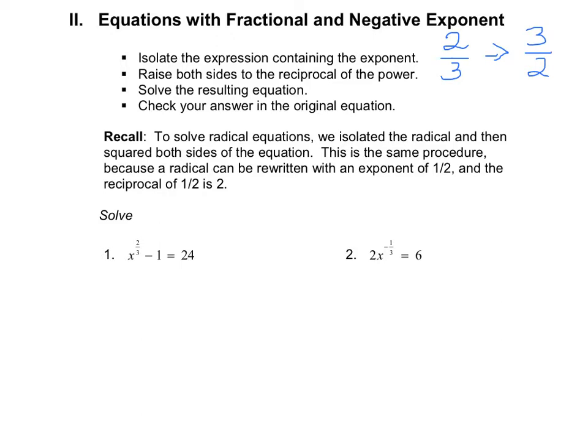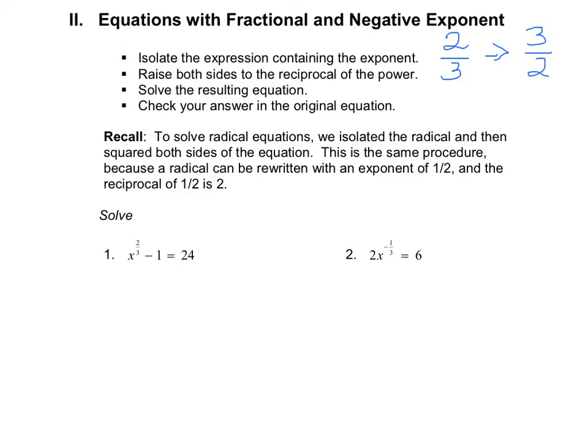And then they want you to solve the resulting equation and check your answer in the original equation. It says, recall to solve radical equations, we isolated the radical and then squared both sides of the equation. This is the same procedure because a radical can be written as a half power. And the reciprocal of a half is 2. So if we raised a half to the second power, we'd have 2/2, which is 1. All right, with that being said, let's take a look at number 1.